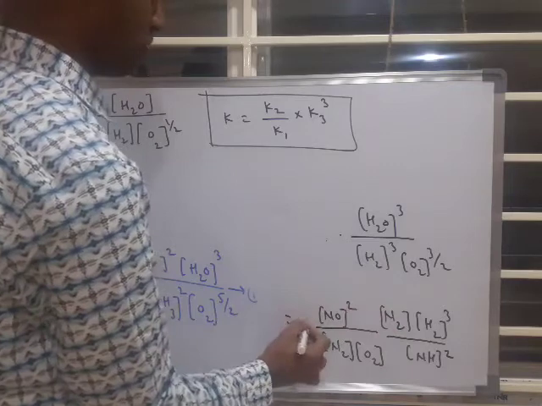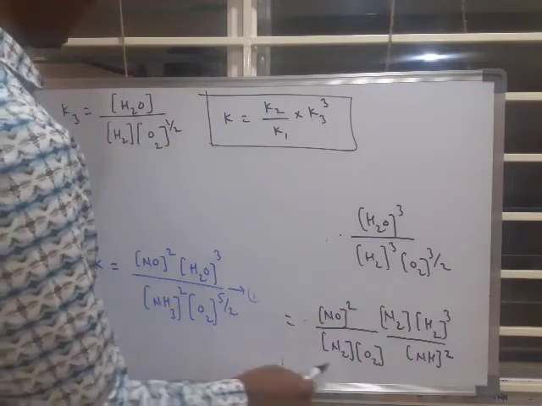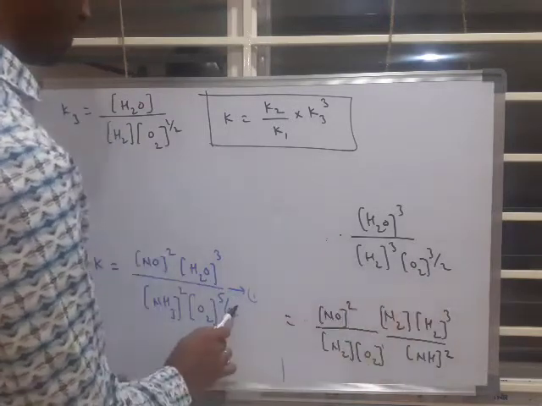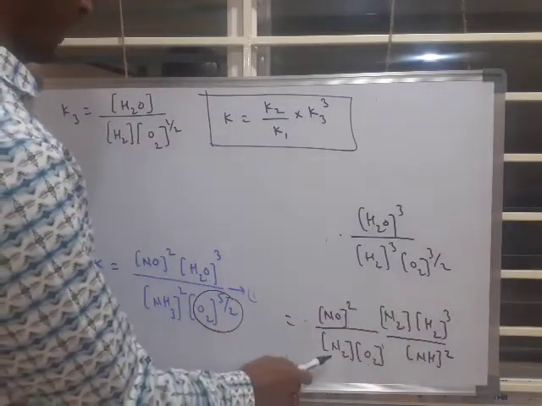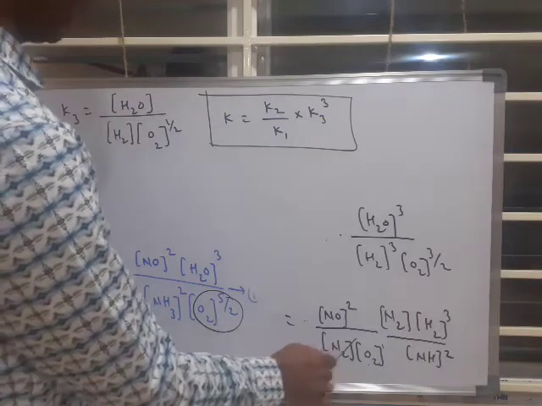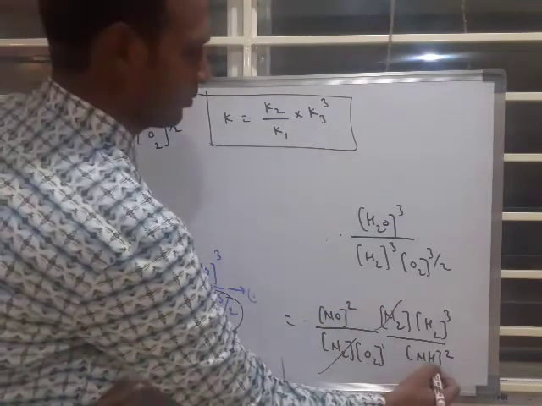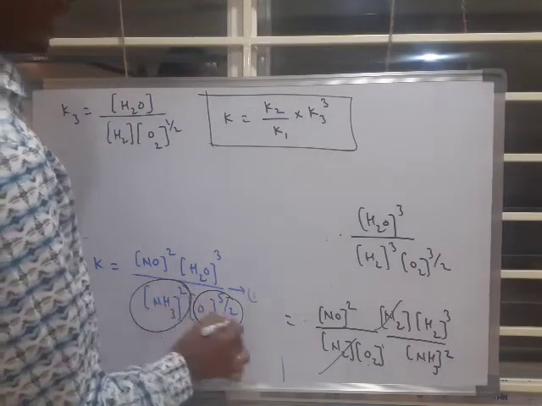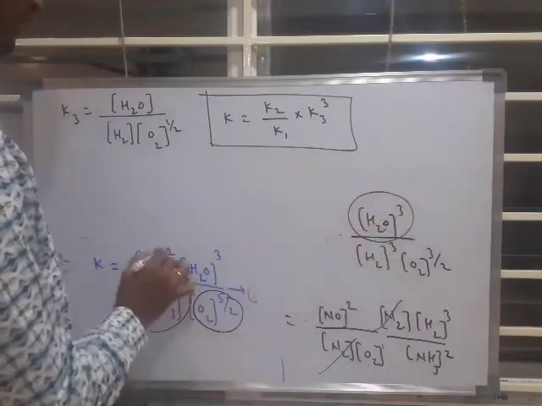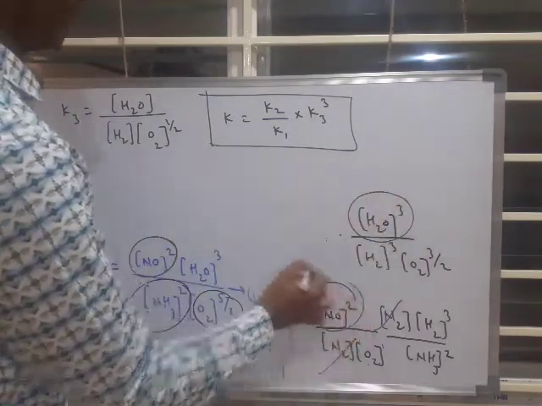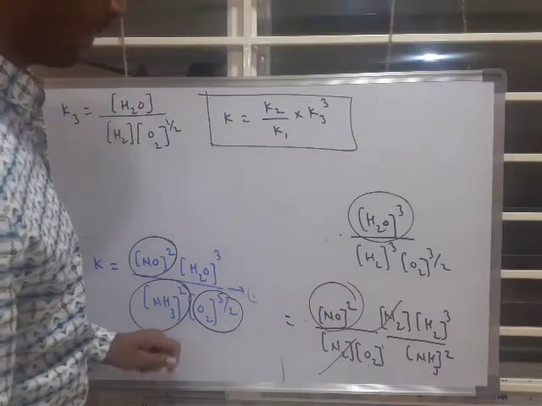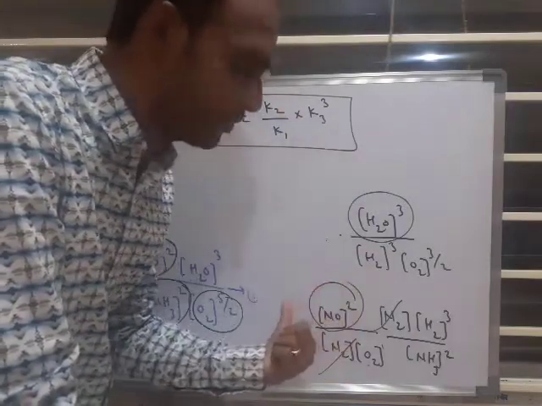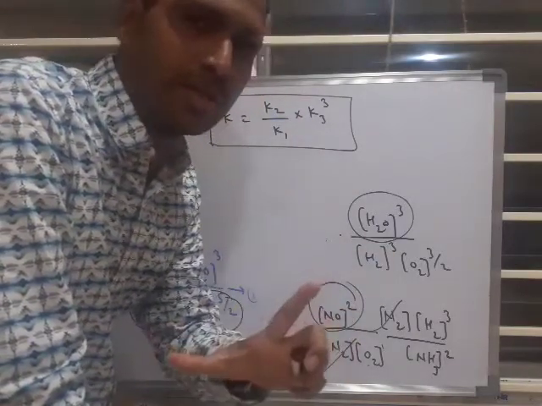So finally we will get what? Here O2 power 1, here 3 by 2, so this becomes 5 by 2. O2 we got it. There is no N2 actually, so N and N get cancelled. NH3 squared is also there, H2O cubed is there, NO squared is there. Just by doing K2 by K1 into K3 cubed, we get the K value. Just by observation, it becomes very easy.